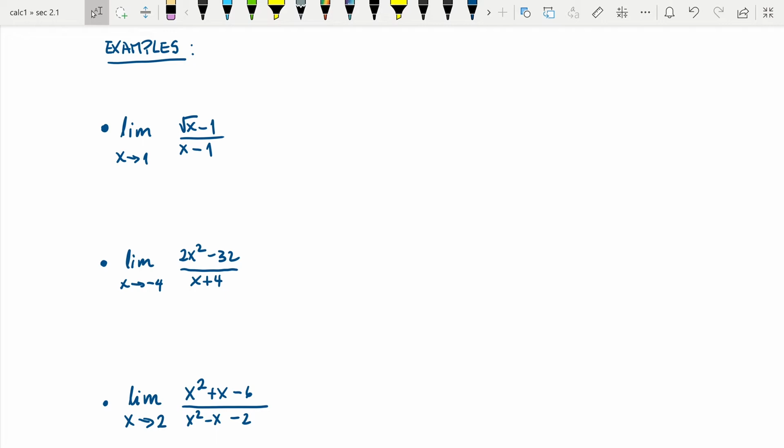If we try to compute the limit when x approaches 1 of square root of x minus 1 over x minus 1, the first thing to notice is that the numerator and the denominator become 0 if we evaluate at 1. So we cannot just plug in the value 1. What we do instead is something we did a few videos ago. We can rationalize: multiply by square root of x plus 1 and divide by the same thing.